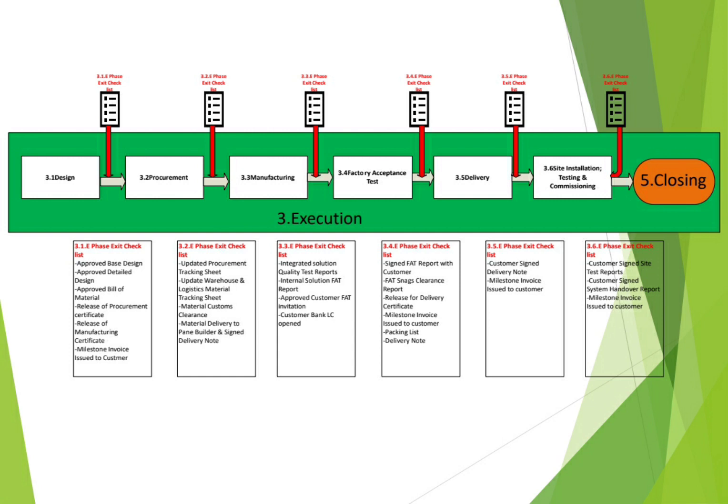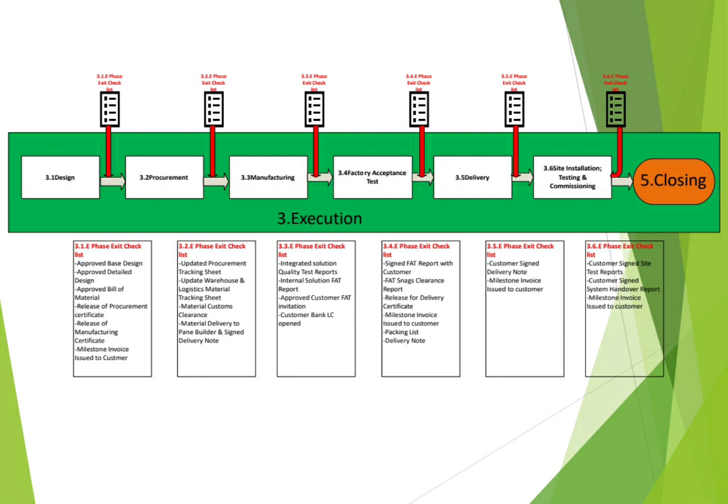So for the phase exit for the design phase, you will need to have approved base design, approved detailed design, approved bill of material, release of procurement certificate. This is very important. Once the base design is approved, you need to request your customer to give you a release for procurement certificate, either through official letter or officially in the email, that you can proceed with the procurement.